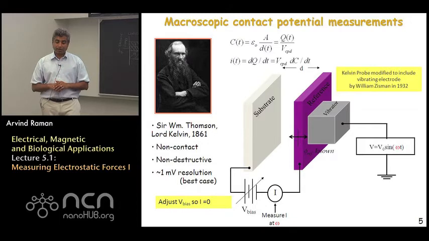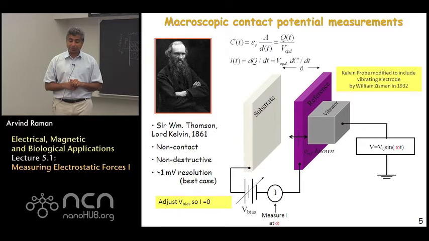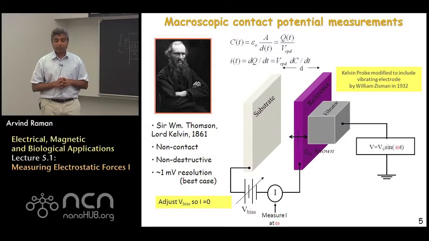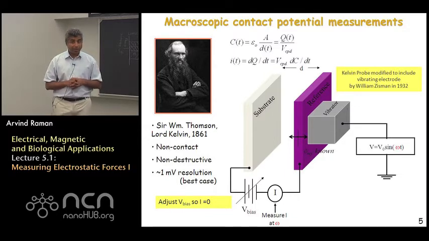And if you know the current, you can use simple results that are shown here to figure out the connection between the current and the work function difference between the two materials. An improvement on this technique was made by William Zisman in 1932, where the concept of a vibrating electrode was introduced.